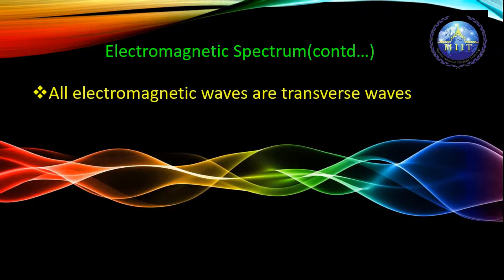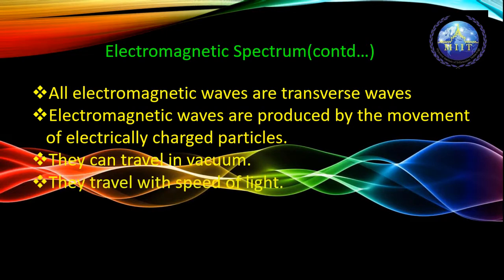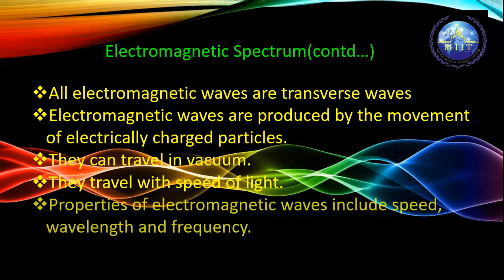Hello, I'm going to talk about electromagnetism. All electromagnetic waves are transverse waves. Electromagnetic waves are produced by the movement of electrically charged particles. They can travel in a vacuum. They travel at the speed of light.